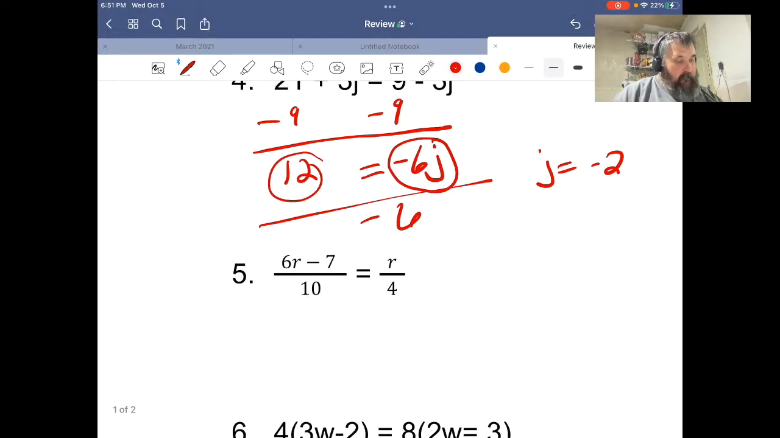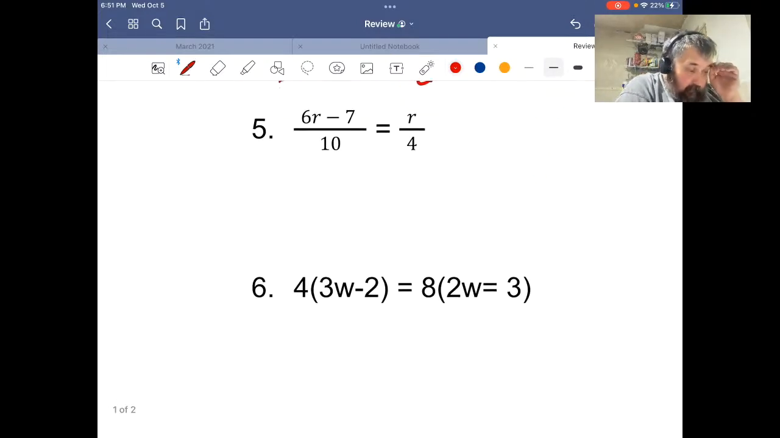Okay, let's go to number 5. Here we have some mixed fractions. And what we're going to do with the mixed fractions is we're going to have to deal with them. So let's look at this for a second. I need to find a common denominator, but whatever I do to the bottom, I've got to do to the top. So 2 goes into 4 two times, 2 goes into 10 five times. So we can do it that way.